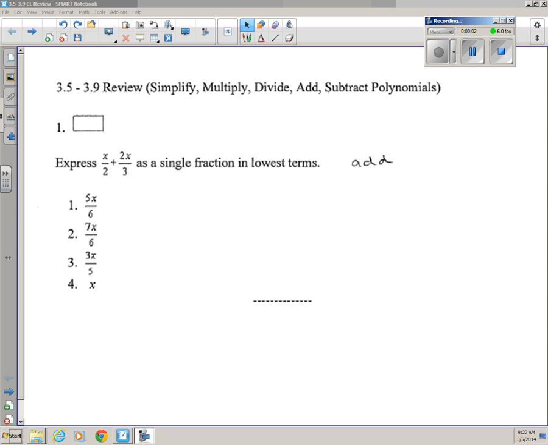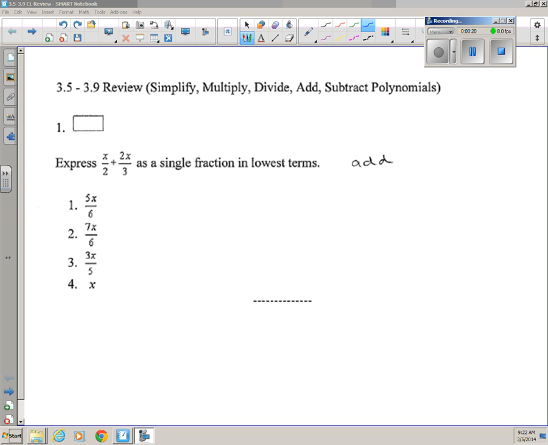So this is for the quiz for tomorrow. We are going to be simplifying, multiplying, dividing, adding, and subtracting polynomials. In case it's hard to tell what some of the symbols or operation symbols are, I put on the side of that particular problem what it is that you're being asked to do. So the first one is you're being asked to add the fractions together in lowest terms.